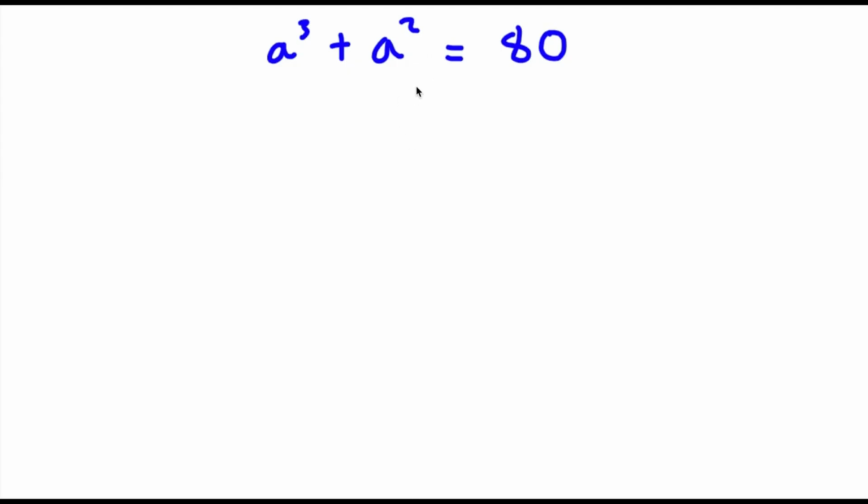In today's video, I'm going to be teaching you guys how to solve this Olympiad math equation. So we have a to the power of 3 plus a squared is equal to 80, and we want to find the value of a. So our solution.